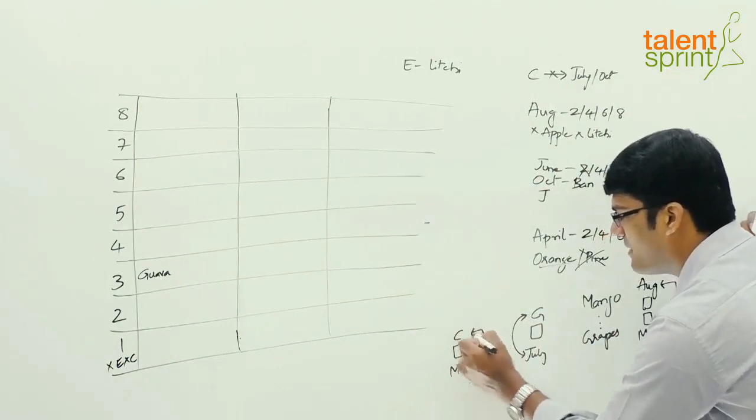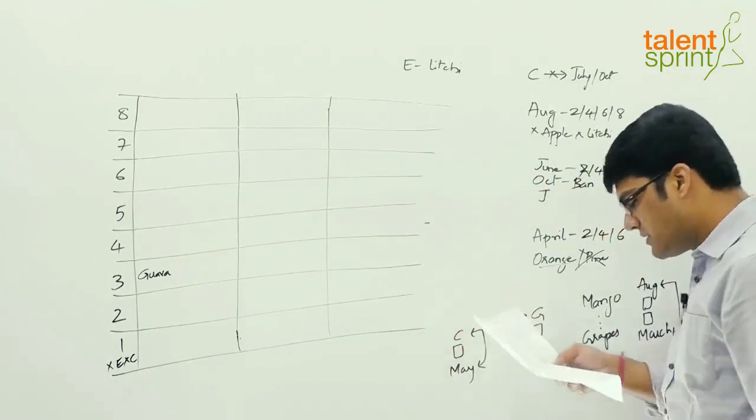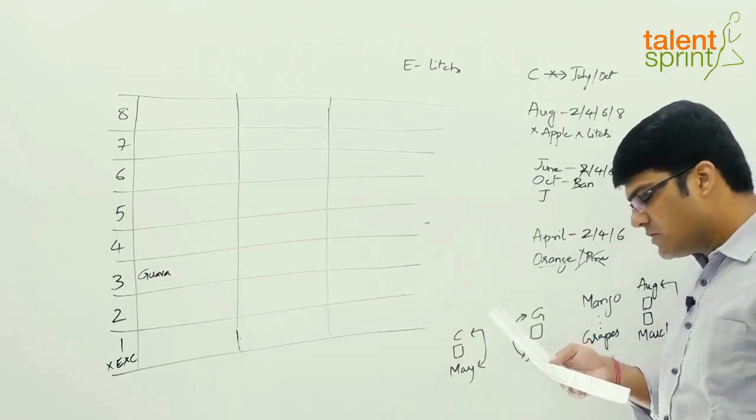Again, these two can be swapped. Remember, all these arrows indicate that these two can be interchanged. Only one person lives between C and the one whose date of birth is in May.